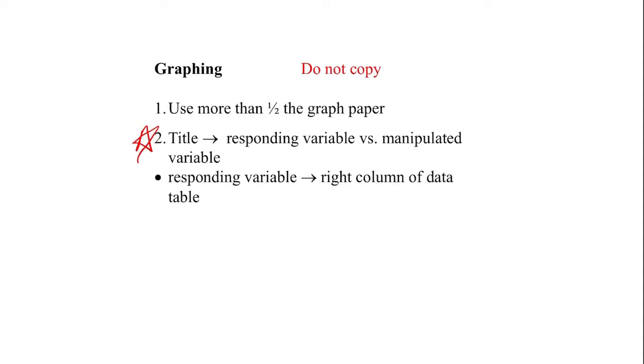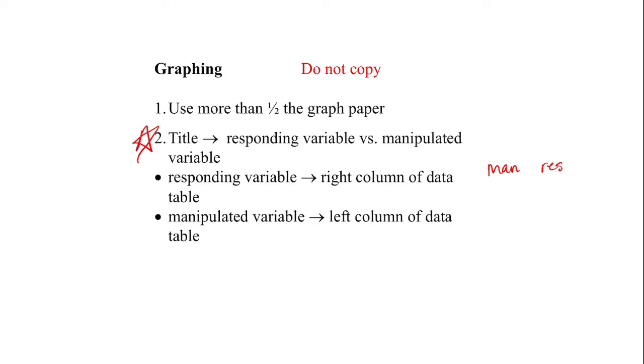The responding variable should always be on the right column of your data, and the manipulated variable should be on the left, okay? So really here it should be manipulated, and responding should always look like that, okay? Because guess what? Manipulated is your X and responding is your Y.